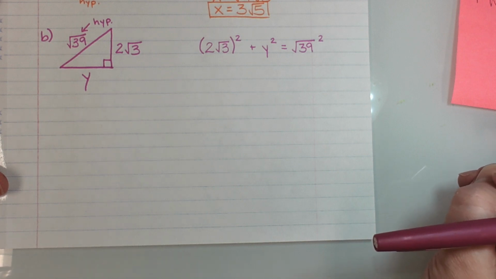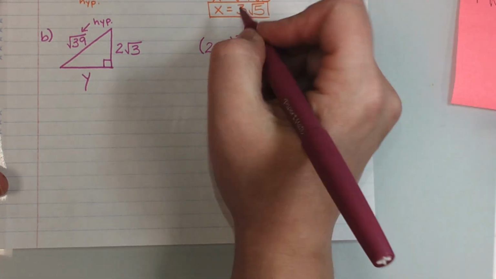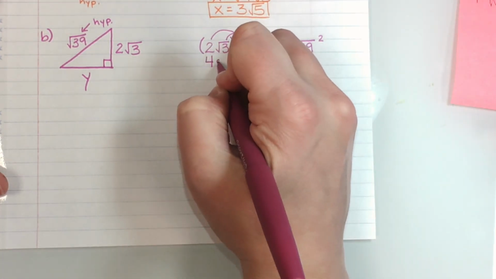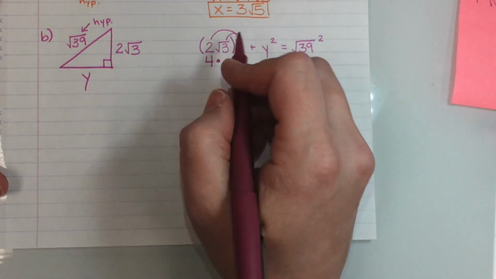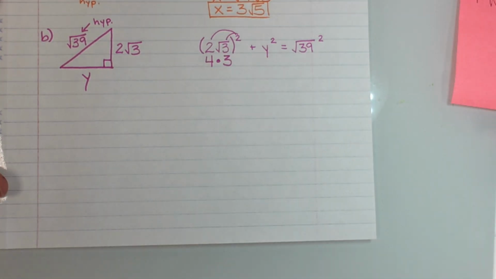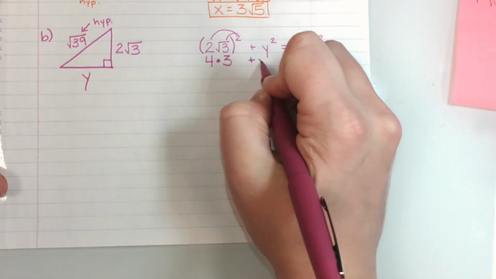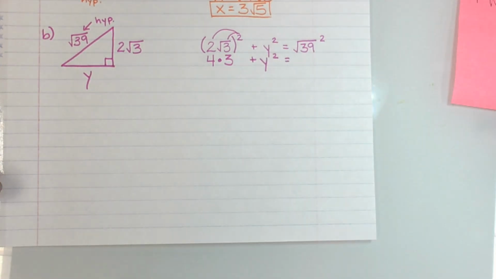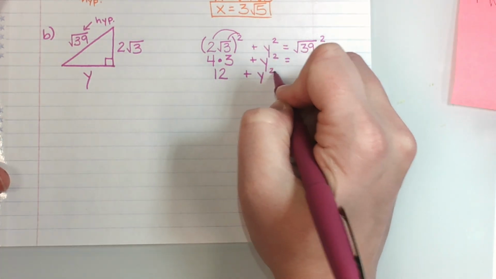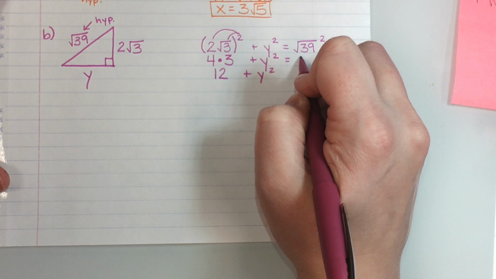Okay, first off, you could do it in a calculator. Second, you could just distribute that squared. What's 2 squared? 4. What's the square root of 3 squared? 3. Squaring a square root just leaves you what's inside. If you type it into your calculator, assuming you put parentheses where they belong, it would also just tell you that it was 12, which is what 4 times 3 is. As Andrew mentioned earlier, the square root of 39 squared is just 39.